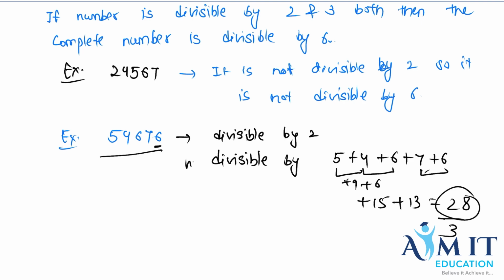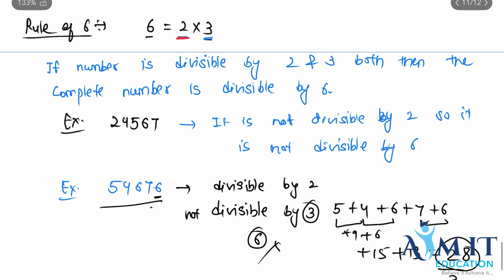Okay, it is not divisible by 3, that's why it is not divisible by 6 also. So these are the rules for 6. If a number is divisible by 2 and 3 both, not a single one, both, then the complete number is divisible by 6 also.